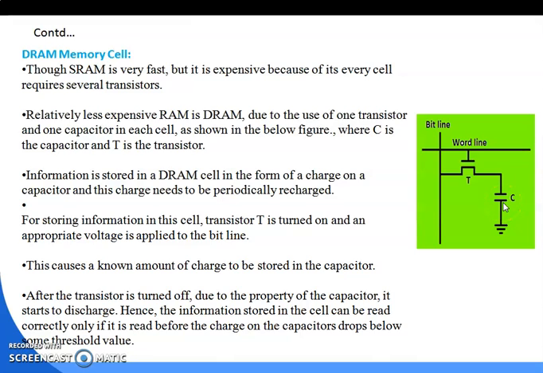Next, for storing information in the cell, transistor T is turned on and an appropriate voltage is applied to the bit line. So this is the on and off position for the transistor. When the transistor is in the on position, the appropriate voltage is transferred to the capacitor and the charge is written as data. This causes a known amount of charge to be stored in the capacitor. After the transistor is turned off, due to the property of the capacitor, it starts to discharge. Hence the information stored in the cell can be read correctly only if it is read before the charge on the capacitor drops below some threshold value.